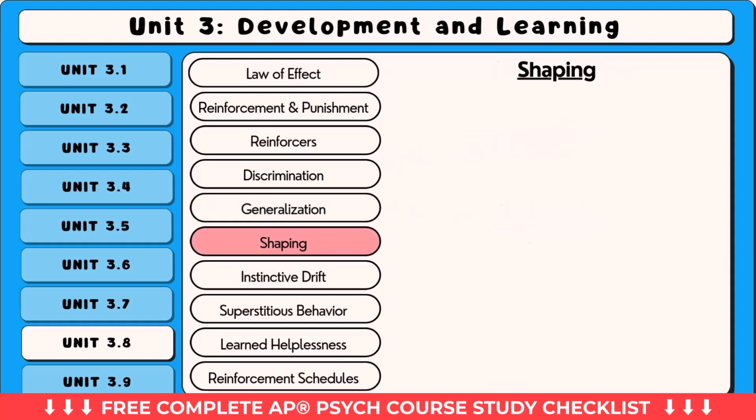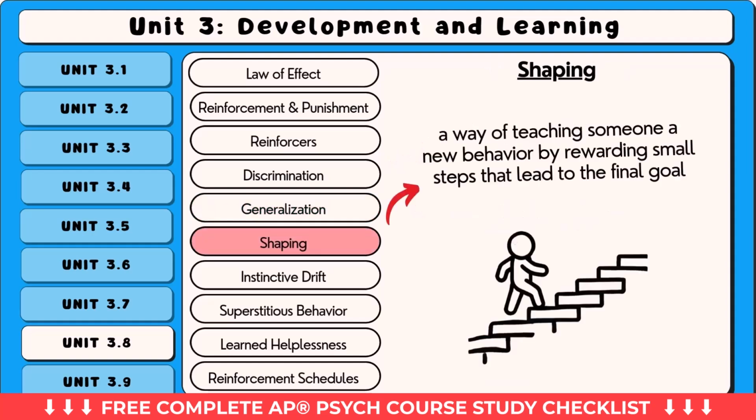Next up, we have the term shaping. Shaping is a way of teaching someone a new behavior by rewarding small steps that lead to the final goal.